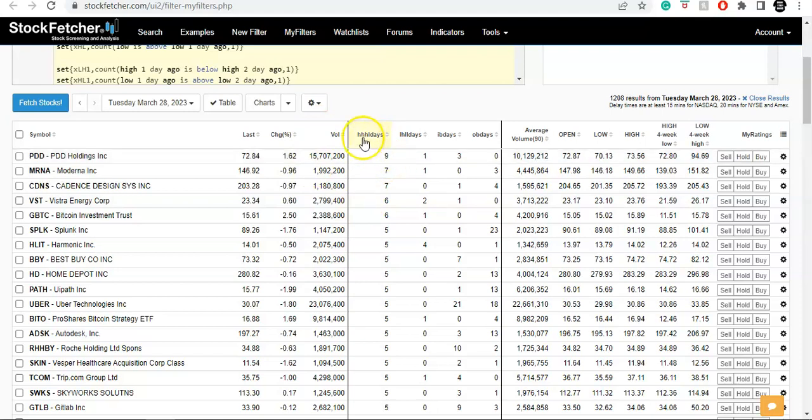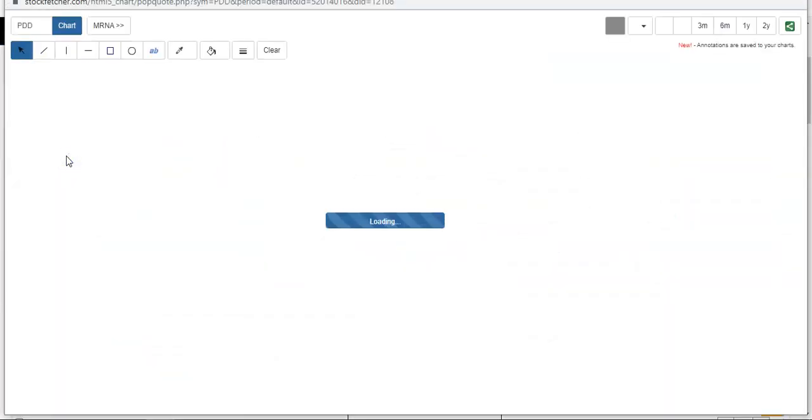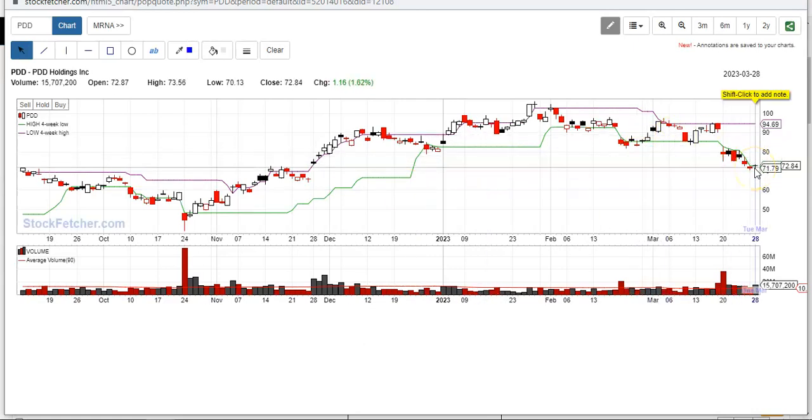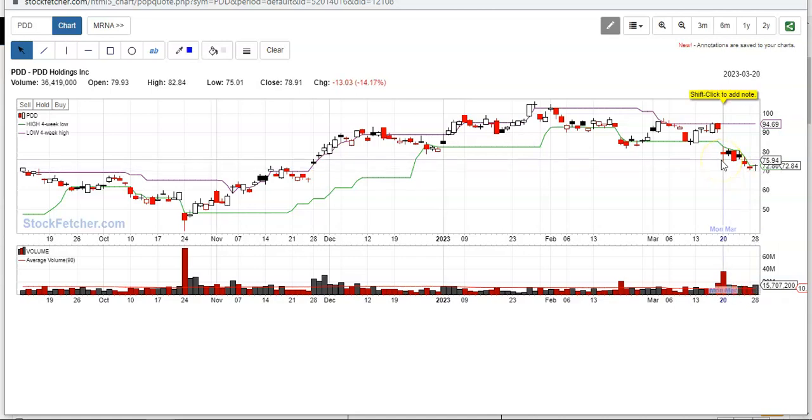9 days since a higher high, higher low. 1 day since a lower high, lower low. 3 days since an inside bar. And it looks like we just had an outside bar. So if we come to the chart, you can see there was an outside bar. Then there was a lower high, lower low. And there was an outside bar there and an inside bar there. And this might have been an inside bar.